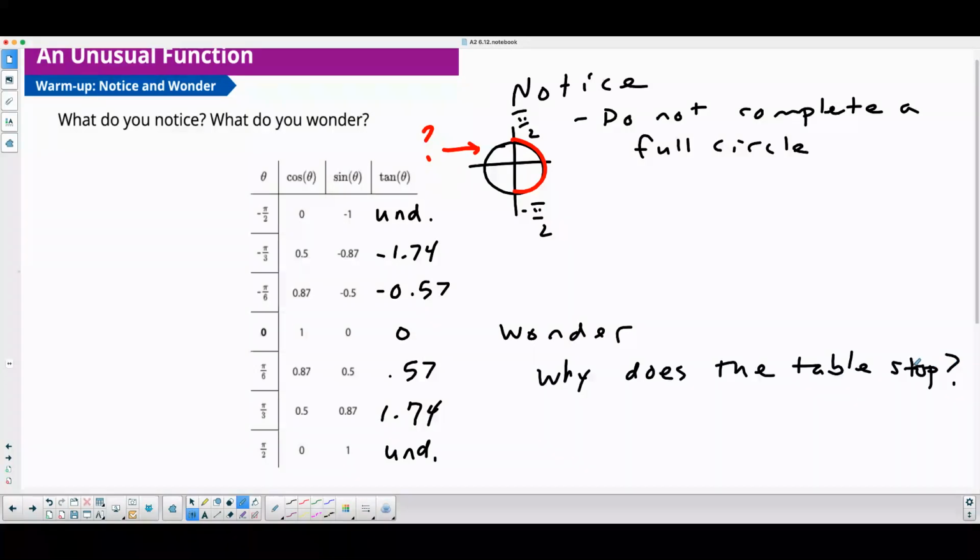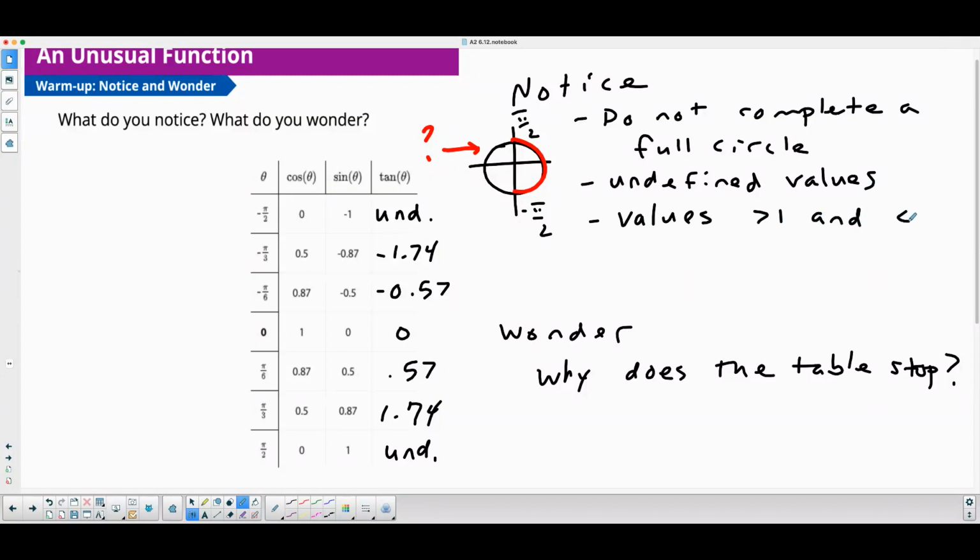Okay, what else do I notice? I notice that we have undefined values. I notice that we have values greater than 1 and also less than -1. On your sine and cosine curve, you don't have anything greater than 1 or less than -1. Okay, you can look at your table here. You see that they're all between 1 and -1. I wonder what the graph looks like.